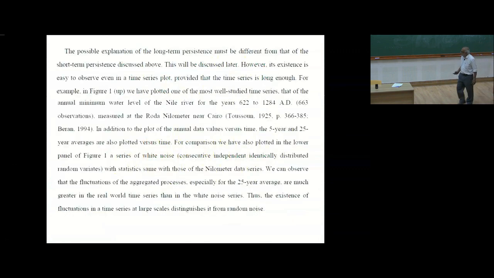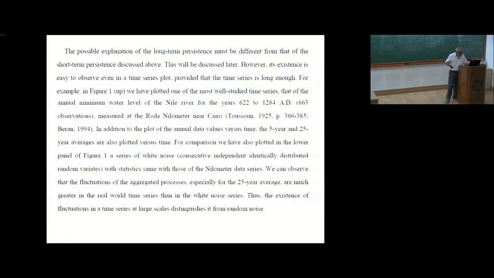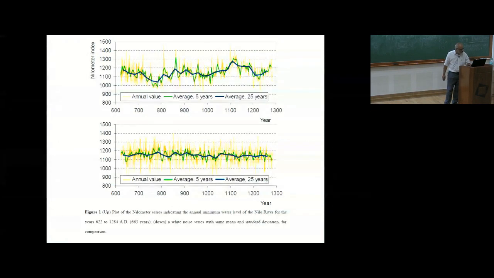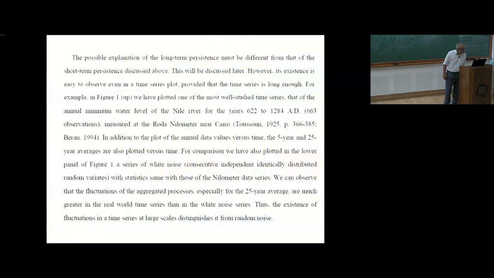We have to go back and read this. We can observe that the fluctuations are much greater in the real world than in white noise. So it even beats the white noise. The existence of fluctuation in a time series at large scale distinguishes it from random noise. So what we see is large time scale oscillations. This is how Hurst discovered it way back in '51.